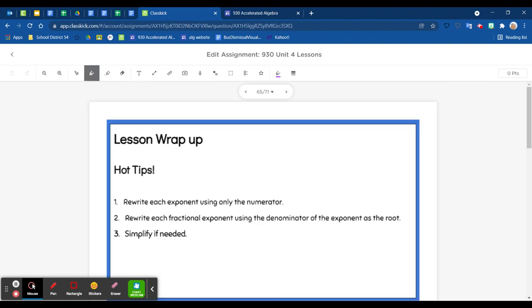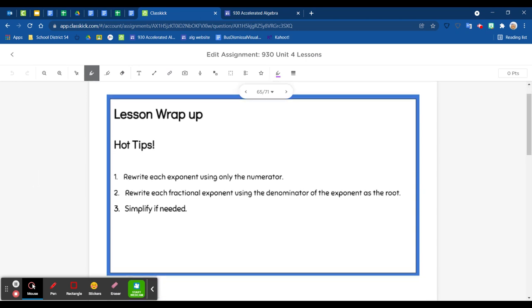That's all we have for today. Like it says, rewrite each fractional exponent using the denominator of the exponent as the root, and then simplify as needed.